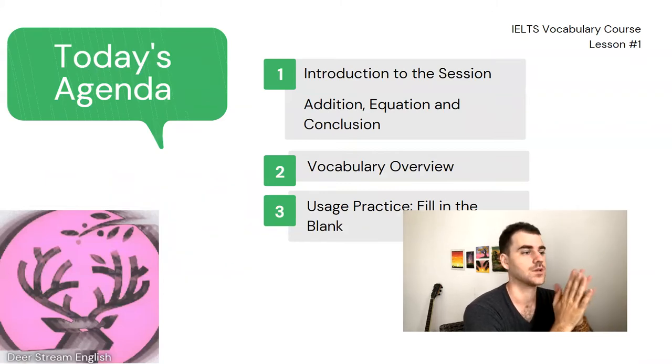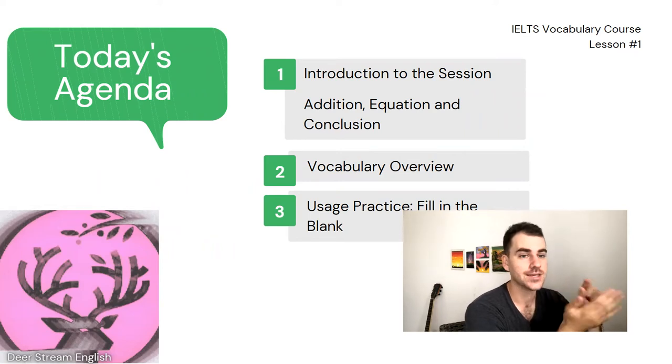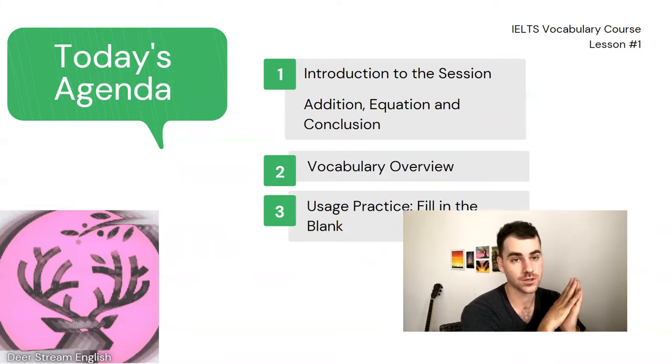Today's agenda, we're going to be talking about words related to these three concepts: addition, equation, and conclusion. So addition is like this plus that. The most common addition word is and, but we're going to be learning a lot of other words that you can use. If you don't want to use and, you can use many other words. Equation is like this is equal to that, equal. So we're going to be learning words like equally or in the same way, phrases like this. And words of conclusion. So this is like therefore, to sum up, thus, we're going to be learning words like that.